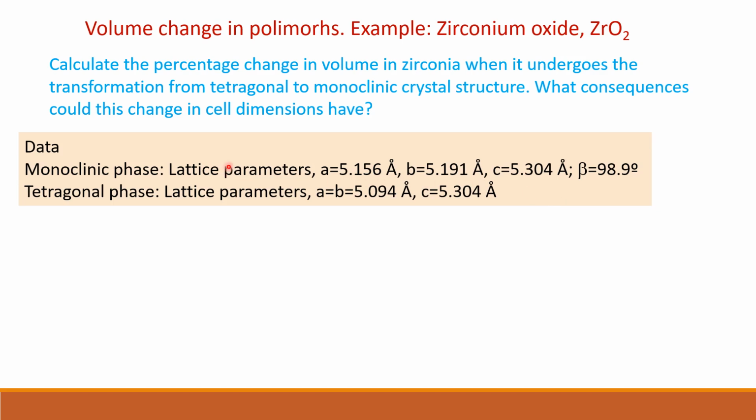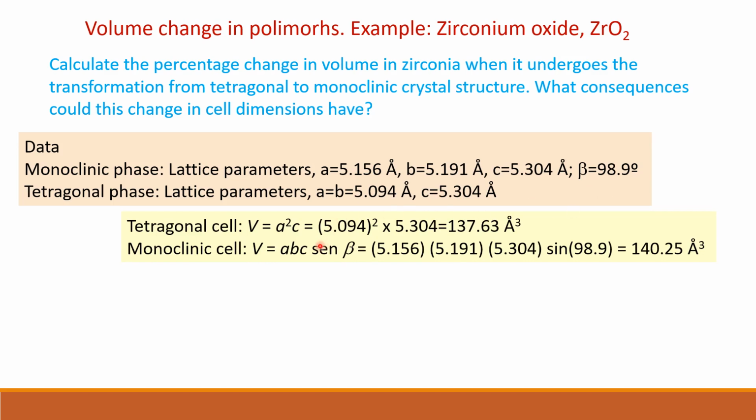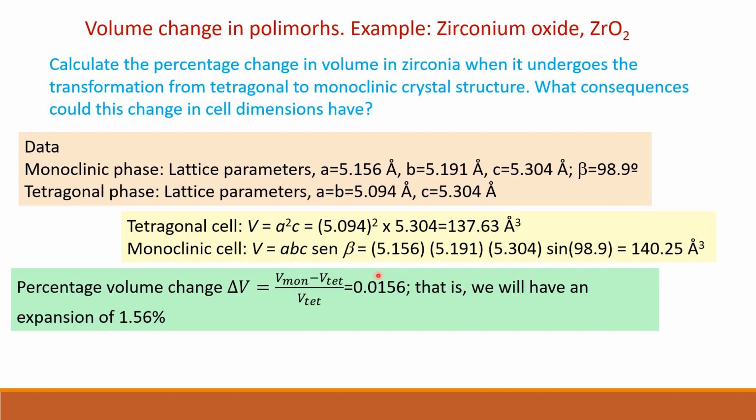As you may remember, or come back to the last slide, in the monoclinic phase, the three axes were different, and two angles were equal, and one was different. And in the case of the tetragonal phase, two axes were identical, the third axis was different, and the three angles were 90 degrees. So it's not indicated here. These are the volumes for the tetragonal cell and for the monoclinic cell. We made the calculations in cubic angstroms, percentage of volume change, and then you see that we have an expansion of around 1.5%.